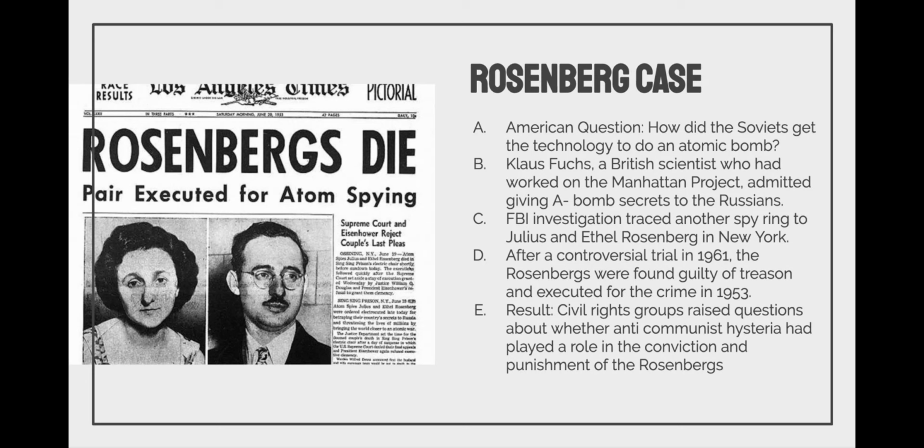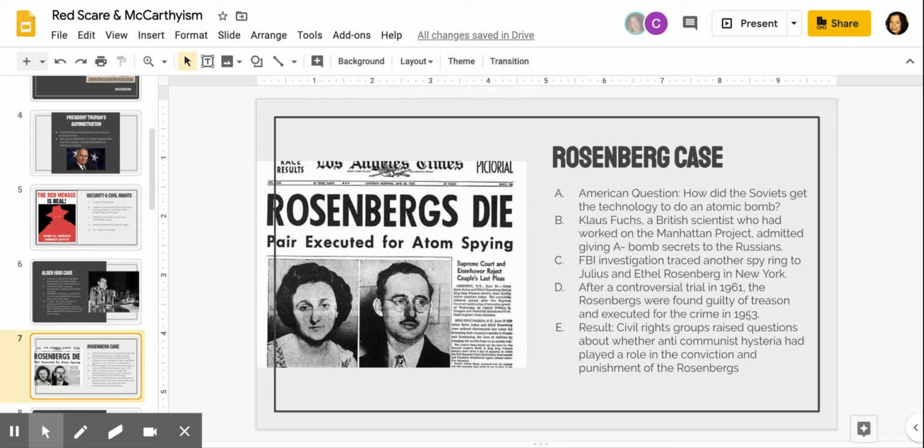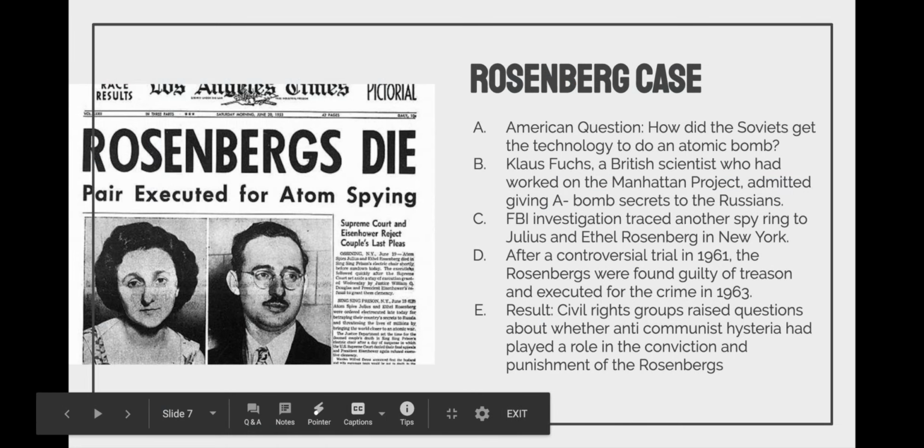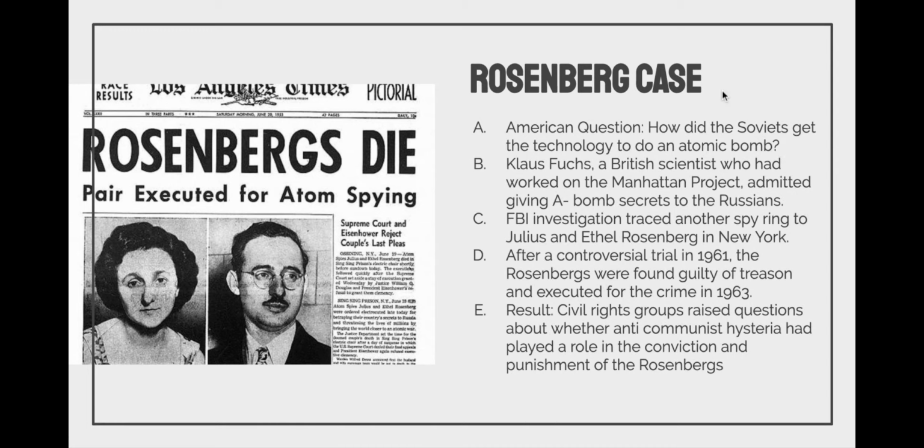They had a controversial trial. In 1961, they were found guilty of the crime and executed. That should say 1963, and executed in 1963. So they were found guilty. They said that they were innocent. At the time, many civil rights groups raised questions about, taking a look at this hysteria and whether it played a role in the conviction and the punishment of the Rosenbergs.